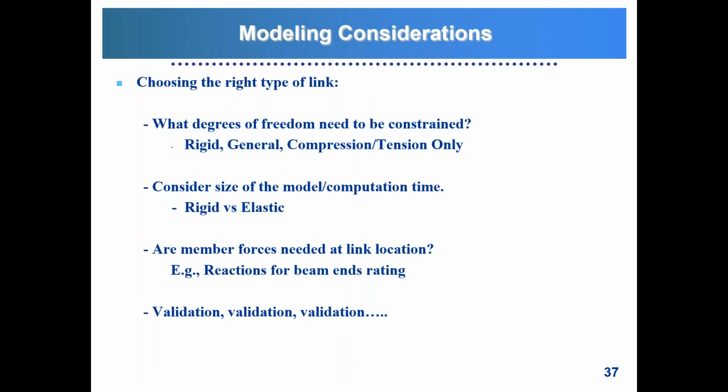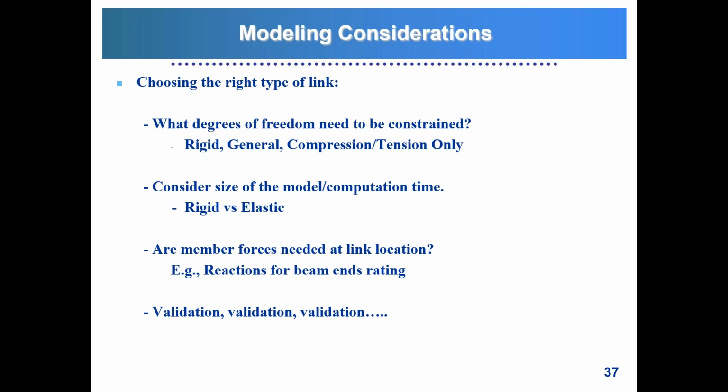And the last part of the presentation is the modeling considerations and tips. So how do you begin to think about what type of link you should be using in your structure? First thing you need to consider is what degrees of freedom you need to constrain. If you need all degrees of freedom constrained, then you could use a rigid link, right? Either a rigid link or a rigid elastic link, depending on whether you need member forces or not, or depending on your application.